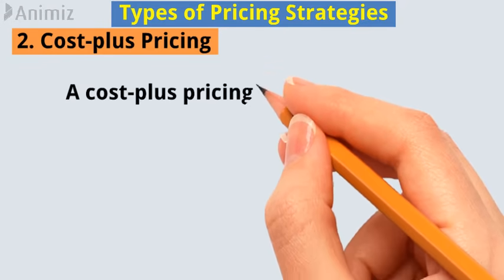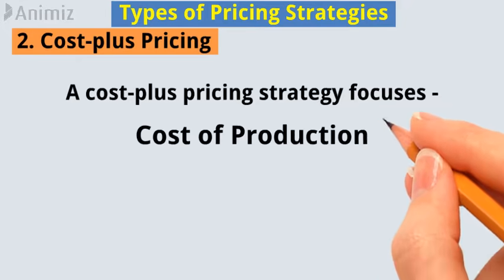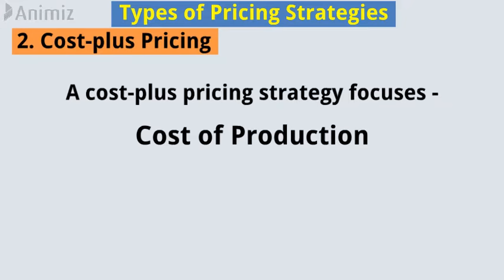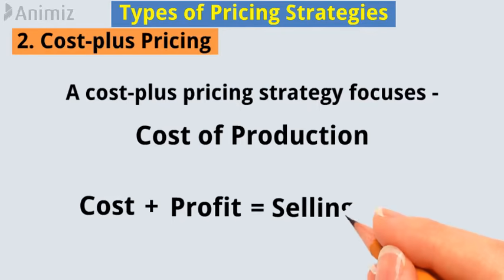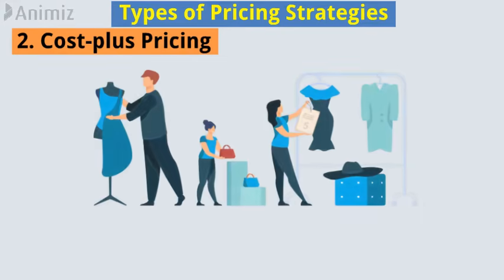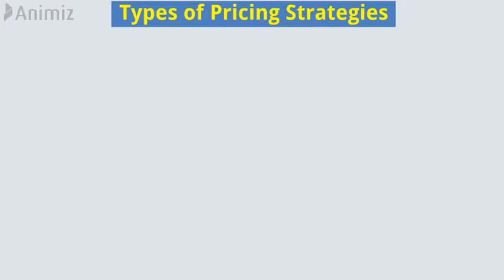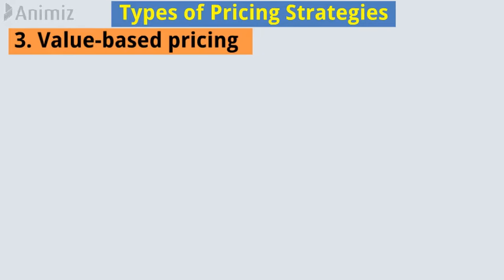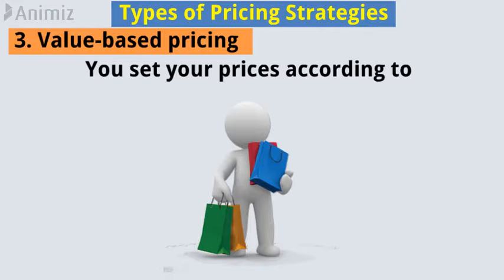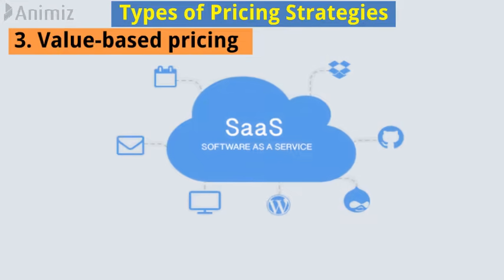2. Cost plus pricing. A cost plus pricing strategy focuses purely on the cost of production of your product or service. You just take the product production cost and add a certain percentage to it. Retailers who sell physical products typically use cost plus pricing. Number 3. Value-based pricing. With value-based pricing, you set your prices according to what consumers think your product is worth. We're big fans of this pricing strategy for SaaS or software as a service businesses.